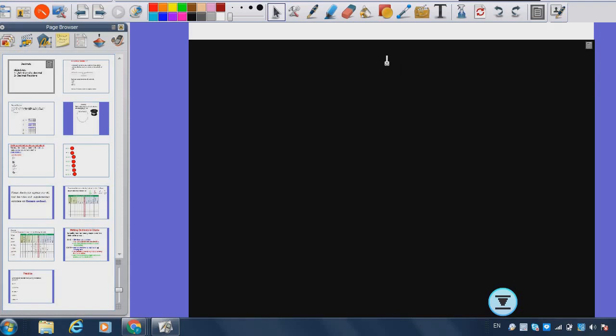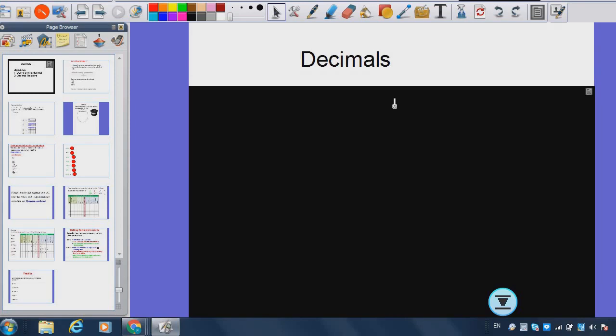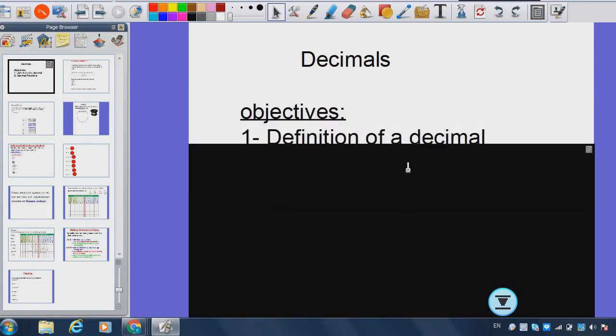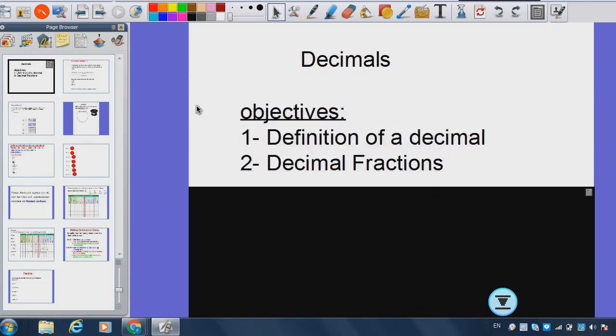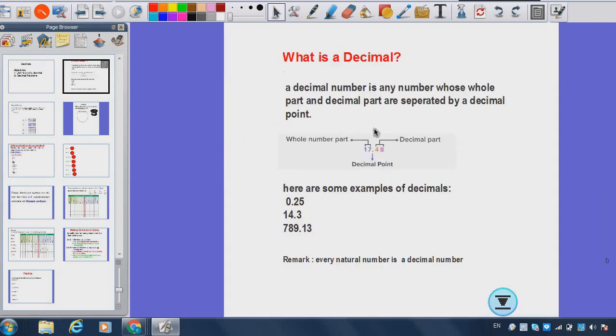Today we are going to start a new lesson called decimals. Our objectives for today are the definition of a decimal and what decimal fractions are. First of all, what is a decimal?